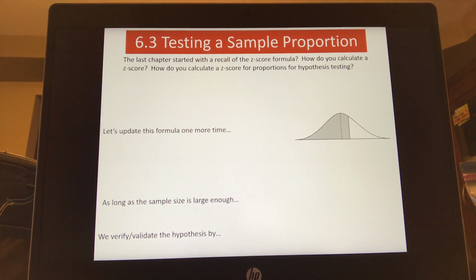It's Mr. Hess. This is a discussion of testing a sample proportion. If you haven't figured it out yet, Unit 6 is all about formulas and how to do these with analytical methods instead of StatKey to simulate results. Just another method to get a similar result.